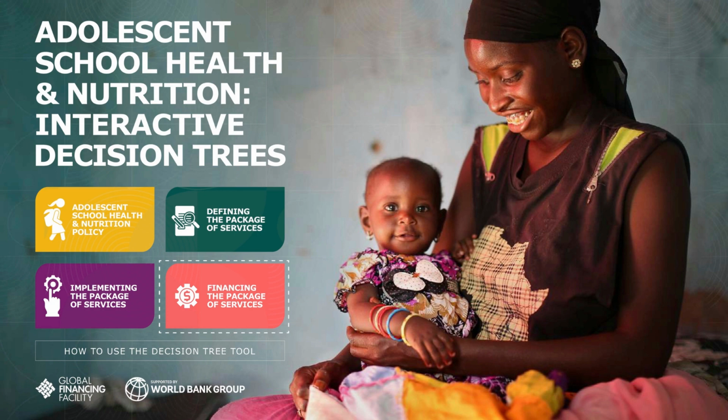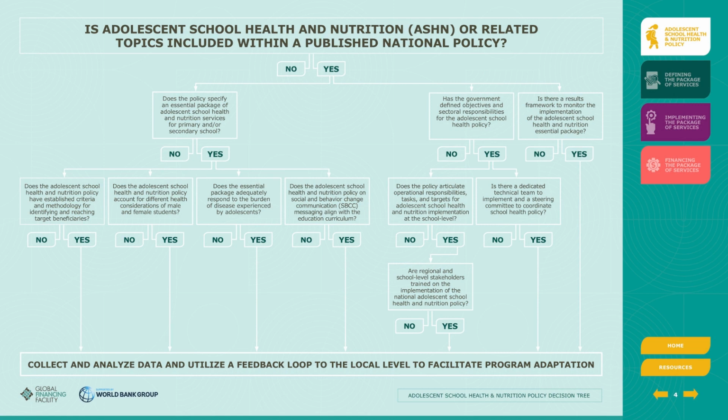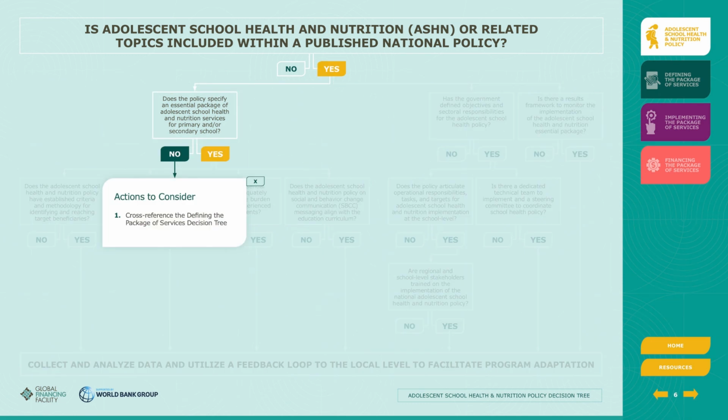Through this tutorial, we will show how to best use and apply these tools to your current work. This tool is designed to be interactive. Each decision tree is intended to be viewed as a holistic overview of the types of questions a practitioner might explore to strengthen the respective dimension of school health and nutrition. You can engage with each decision tree by answering the proposed questions, and depending on your answers, a text box will appear suggesting next actions you could consider.